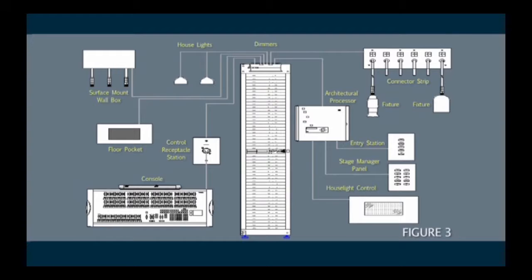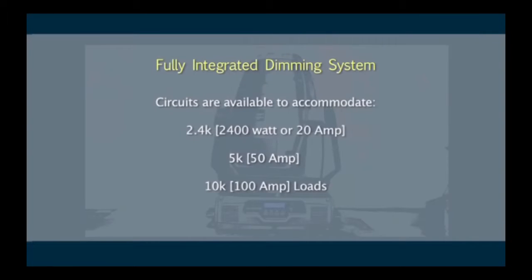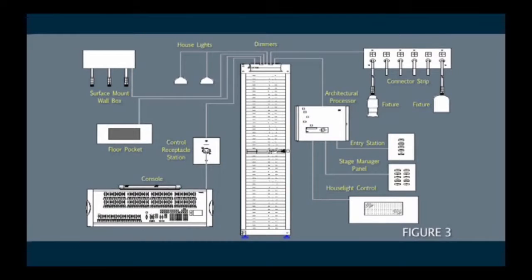Figure 3 represents a fully integrated dimming system. Both architectural circuits, which are the house lights, and the theatrical circuits, which are the stage, are supplied from a central dimming system, while the operating systems remain independent. Circuits are available to accommodate a 2.4K, which is 2400 watts, 5K, which is 50 amp, or 10K, which is a 100 amp load. You can also see in this diagram that the use of architectural control has been implemented.